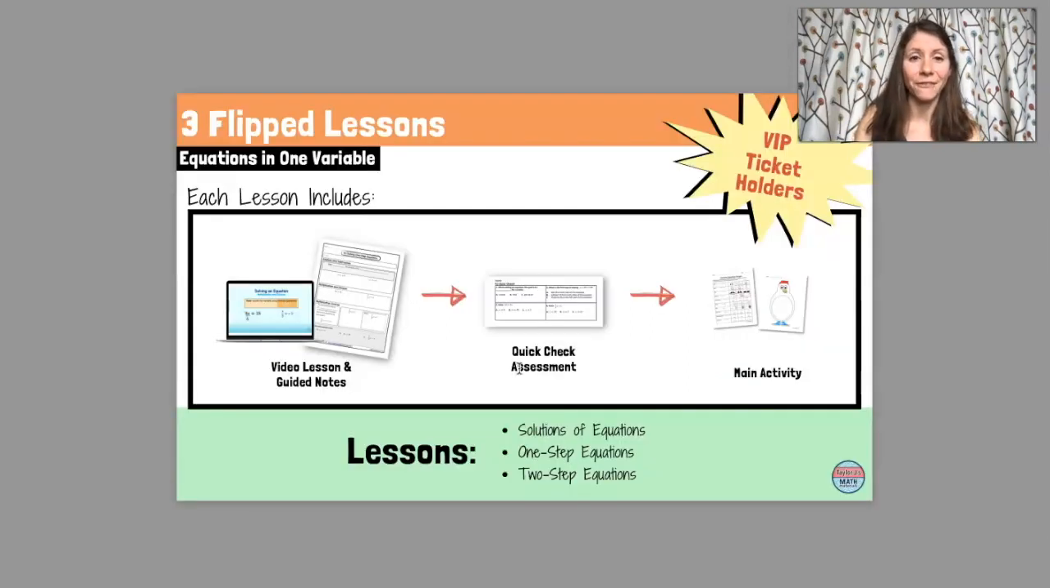And then lastly, VIP ticket holders, this is what you're going to get. You're going to get 3 flipped lessons from my unit on equations in one variable. You'll see each lesson includes a video lesson complete with guided notes, a quick check assessment, and a main activity for each of those 3 lessons. The lessons are solutions of equations, one-step equations and two-step equations. If you're teaching 7th grade, you might hit on these subjects as well, but at the very least, you're going to see how I have these set up, so hopefully I can inspire you.